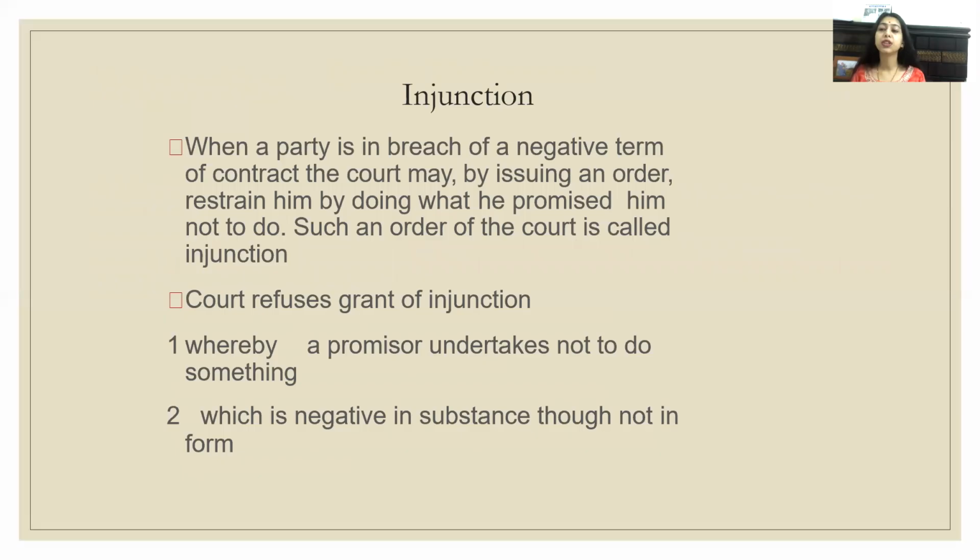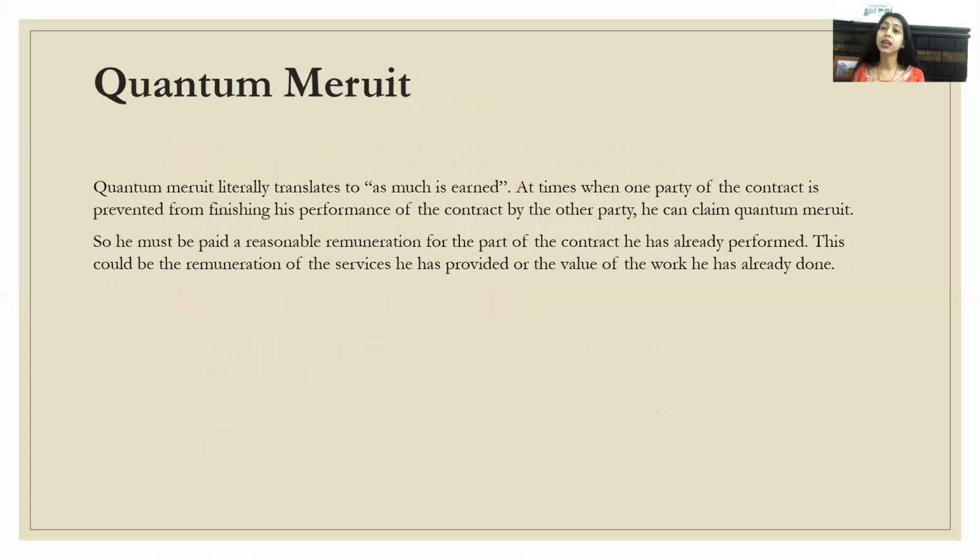Injunction is basically when a party is in breach of a negative term of contract, the court may, by issuing an order, restrain him from doing what he promised not to do. Such an order of the court is called an injunction. The court refuses to grant an injunction whereby a promisor undertakes not to do something which is negative in substance, though not in form. Next remedy is quantum meruit.